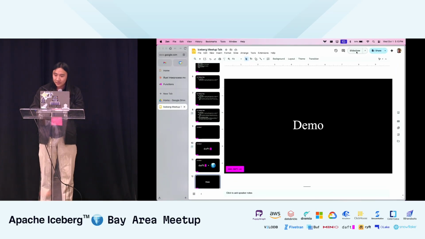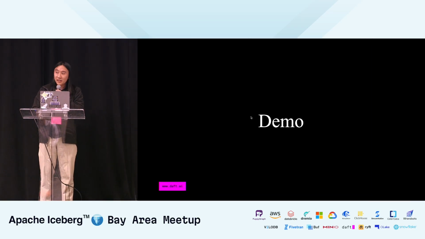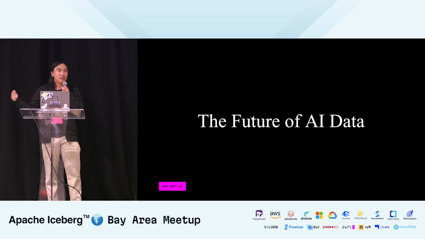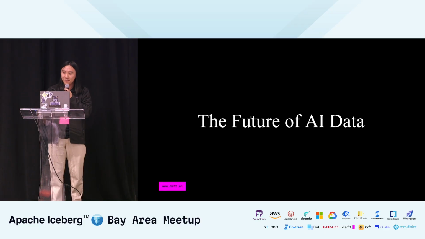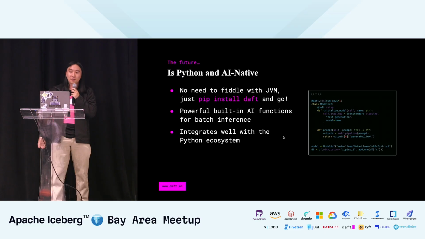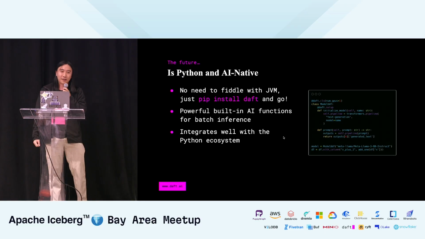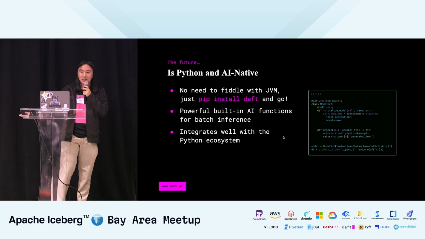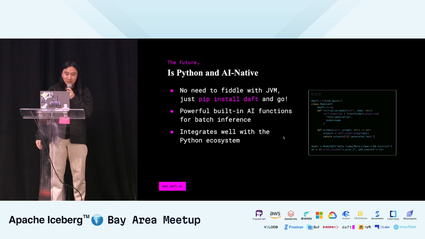So now that you've gotten a taste of what Daft can do, let's talk a little bit about the future of AI data. So we at Daft believe, first, that the future is Python and AI native, right? You shouldn't need to fiddle with your JVM. With Daft, you can just pip install, and you can get started.